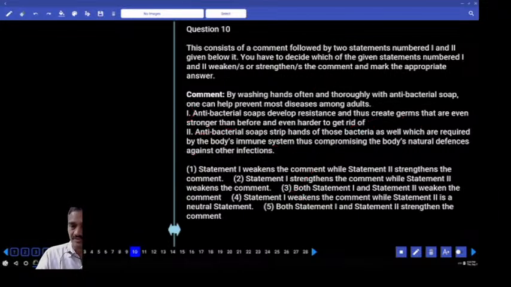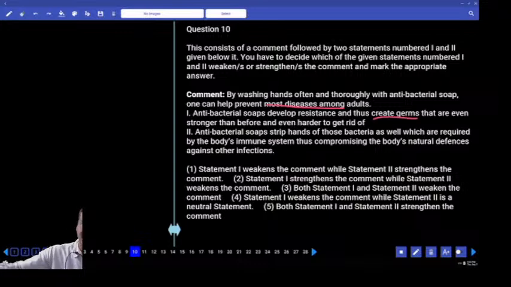The next one, 10th one. By washing hands often and thoroughly with antibacterial soap, and washing continuously, one can help prevent most diseases among adults. That means one should wash their hands to live healthily. Then the first one: antibacterial soaps develop resistance, isn't it? That is true, and thus create germs.